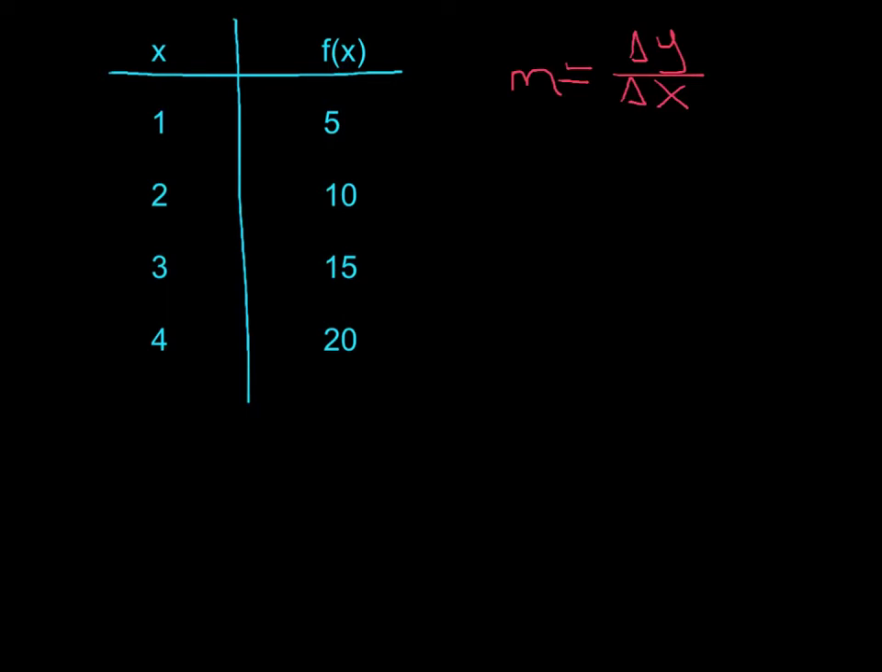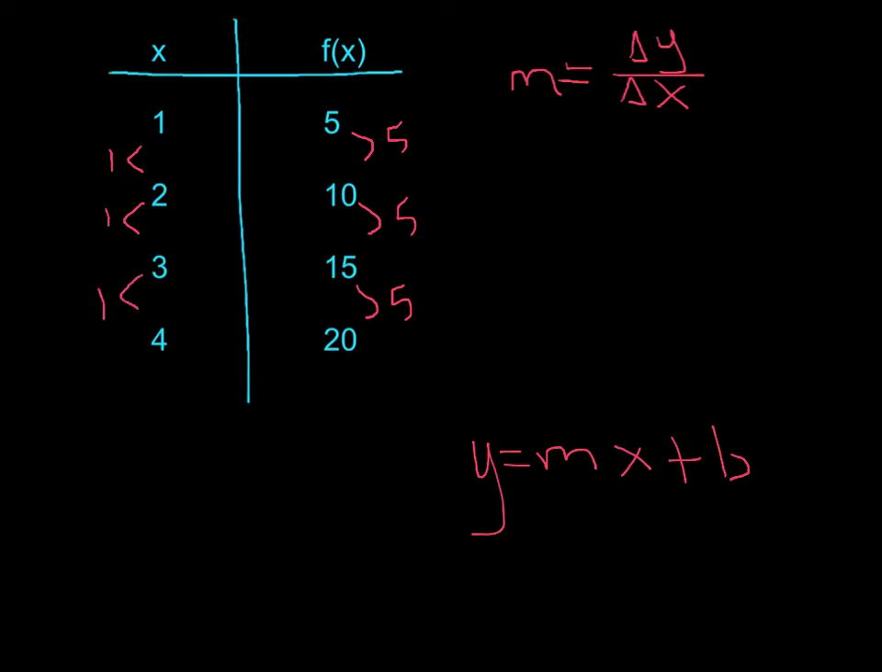So here is our first table of values. We have x: 1, 2, 3, 4, and then our y values, f of x: 5, 10, 15, 20. Our goal is to write the equation y equals mx plus b. To find m, this is the change in our y values divided by the change in our x values. Our y values change by 5 each time, and our x values change by 1 each time. So our change in y is 5 and our change in x is 1, and 5 divided by 1 is 5. That means our rate of increase is 5.